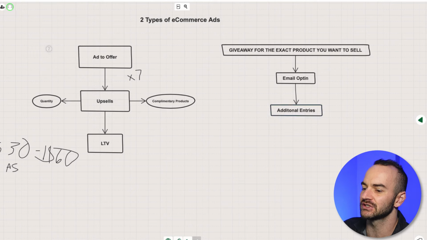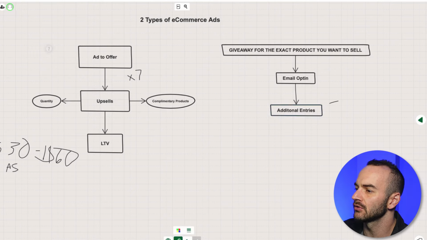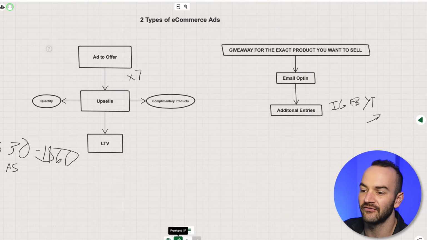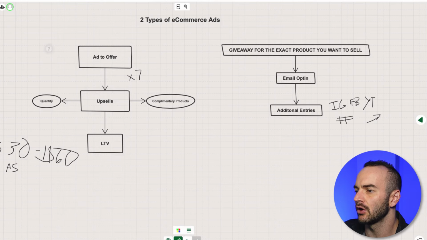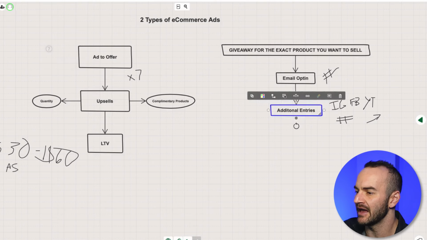On this additional entries page, this is where they can follow you on Instagram for an extra entry. They can like your Facebook page for an extra entry. They can subscribe to your YouTube. They can share it with a friend for 5 extra entries. You can really just put a ton of different additional entries so that not only do you get their email and or phone number, but you can also have all of these additional entries. Sometimes I do the phone number at this step. You can have all these additional entries so that you can really expand your audience everywhere.